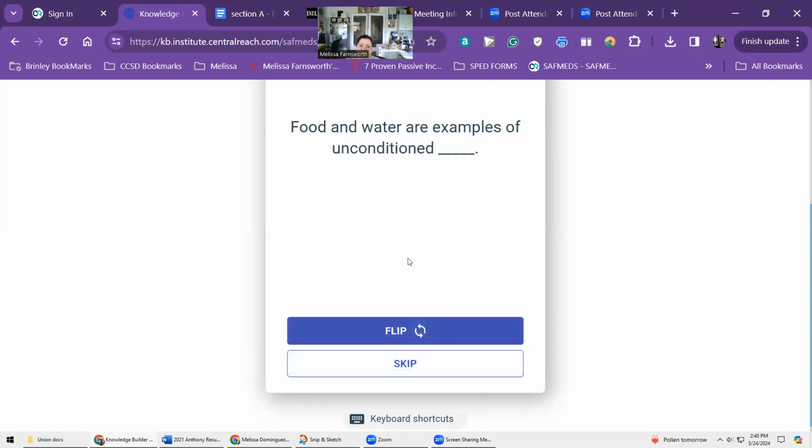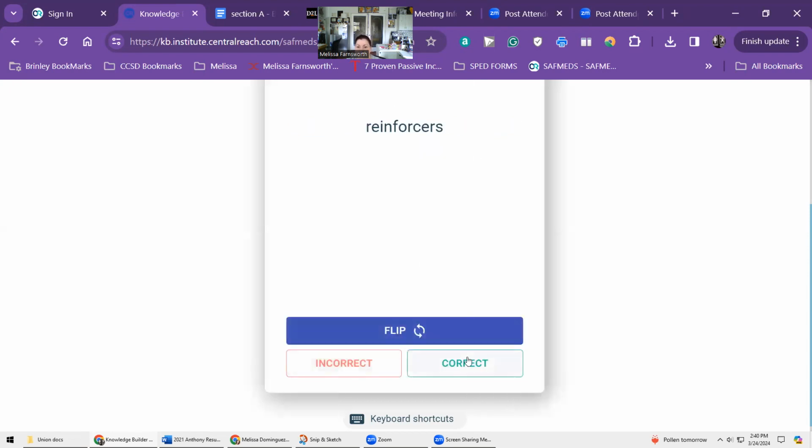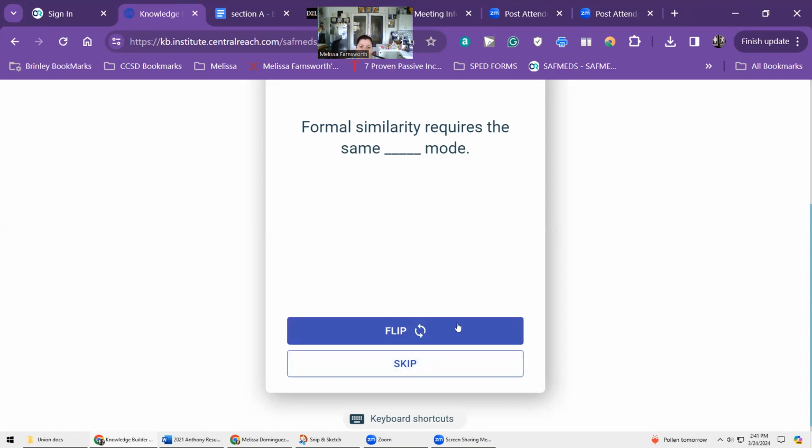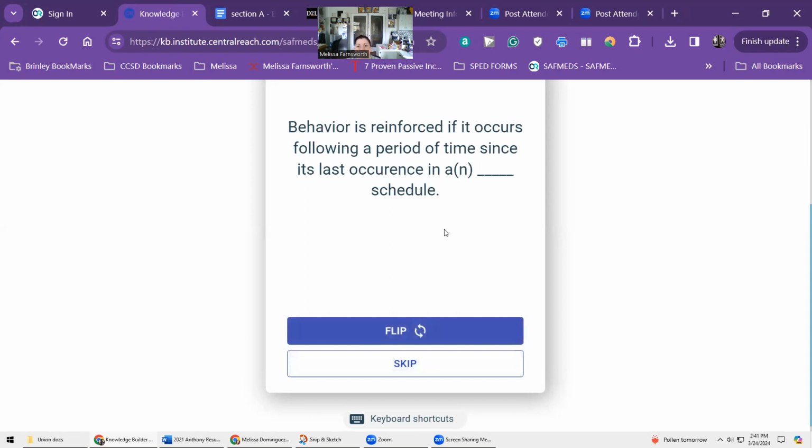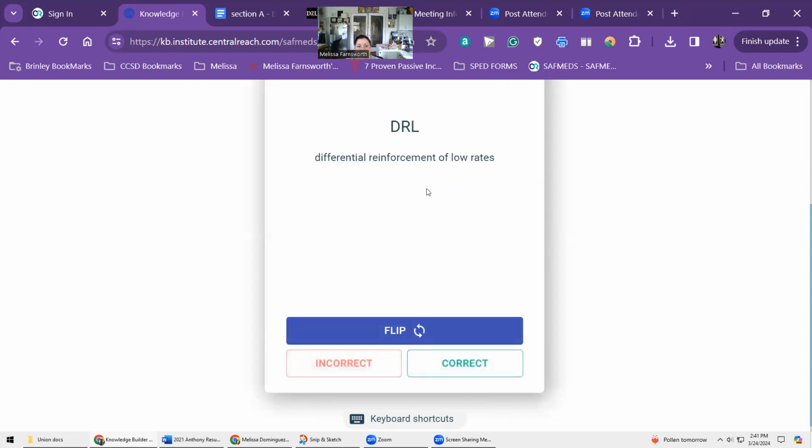Food and water are examples of unconditioned reinforcers. Formal similarity requires the same sense mode. Behavior is reinforced if it occurs following a period of time since its last occurrence in a DRL schedule, differential reinforcement of low rates.